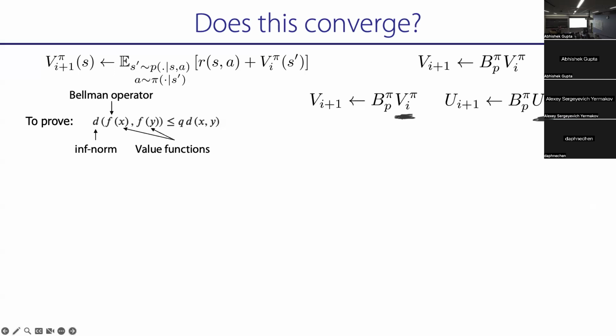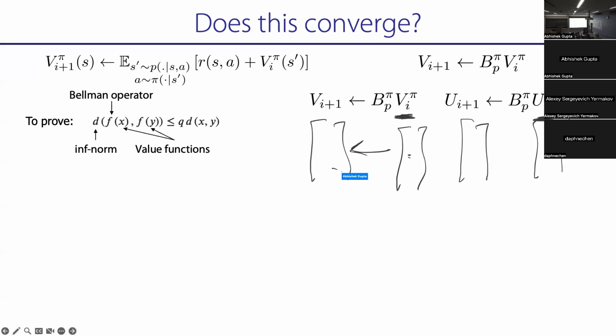So it's easier to think about these as vectors. You can think of this as a big vector, and this as a big vector, and this is just an operation that maps from one vector to the other. We want to show that after this operation, V_{i+1} and U_{i+1} are closer than V_i and U_i were in terms of the infinity norm, which means that the largest difference between them is now smaller.